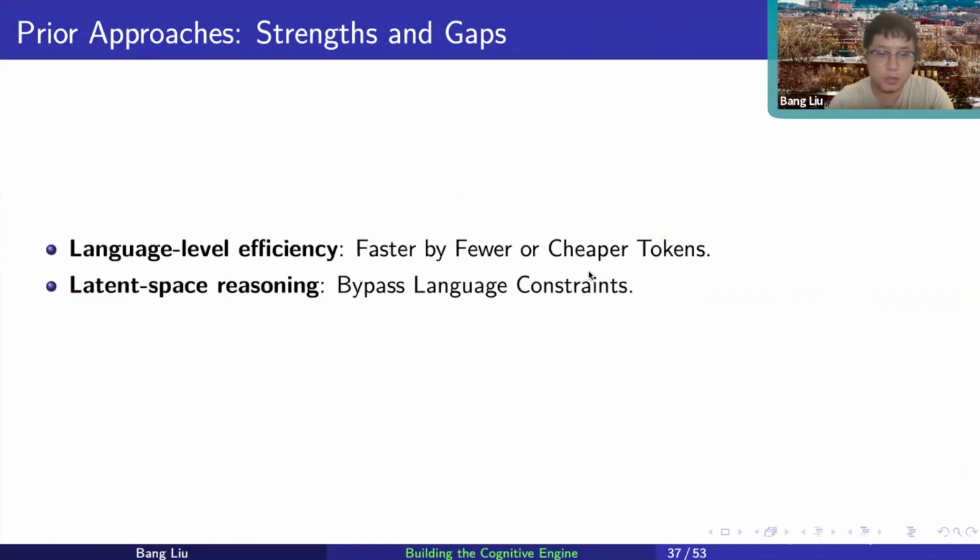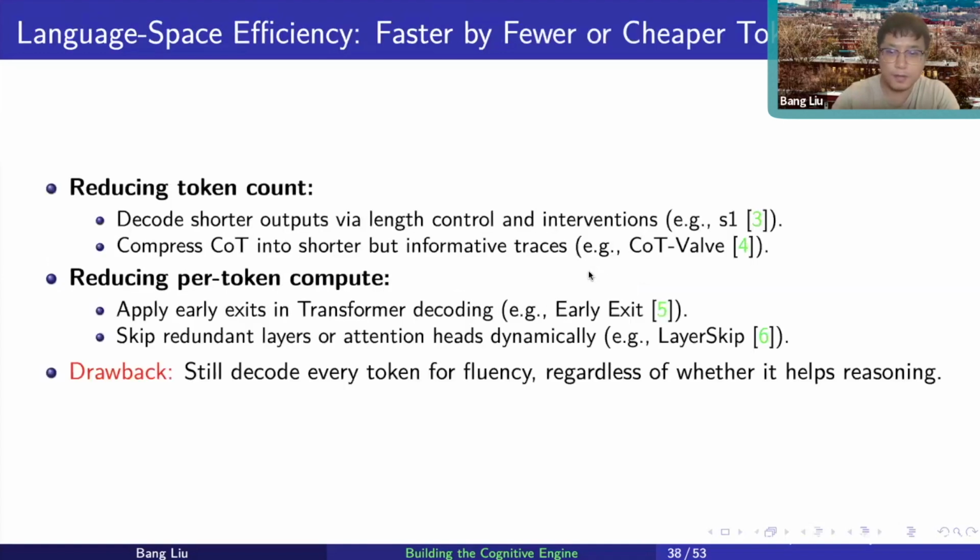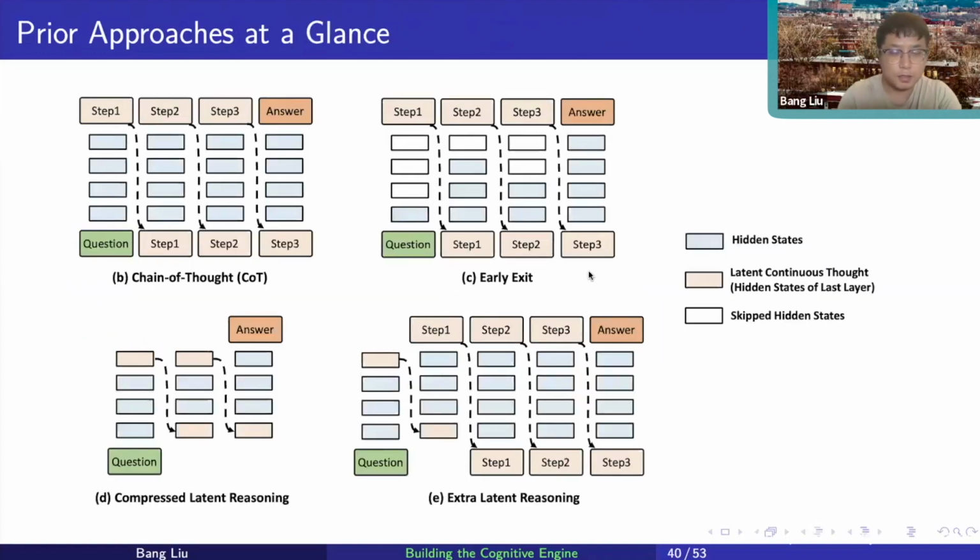And prior work either targets language-level efficiency by producing faster, fewer, cheaper tokens, or bypasses the language constraint by reasoning in the latent space. We can check this figure. If you look at B, chain of thought, you produce tokens step by step, right? Those yellow tokens are the reasoning process tokens. And finally, you get the orange token, which is the answer.